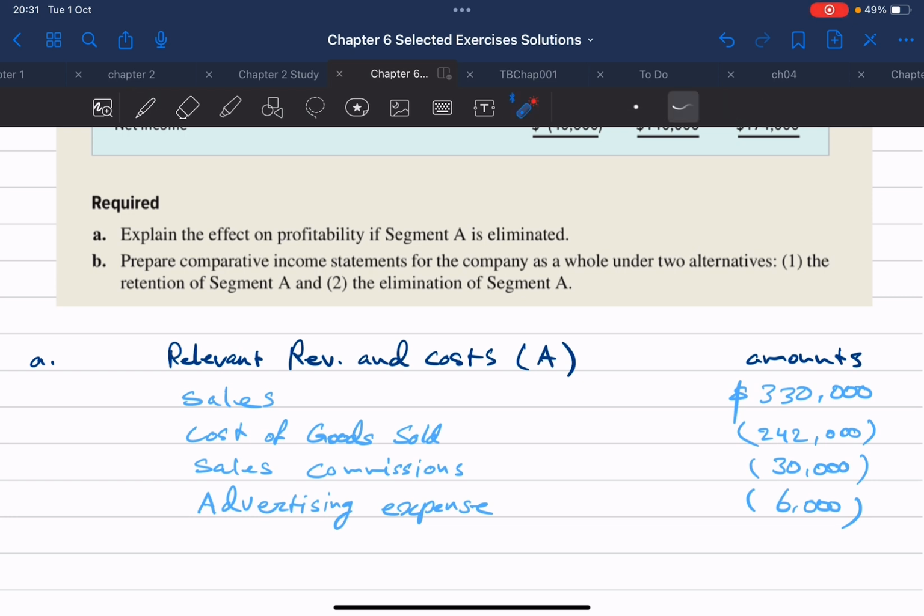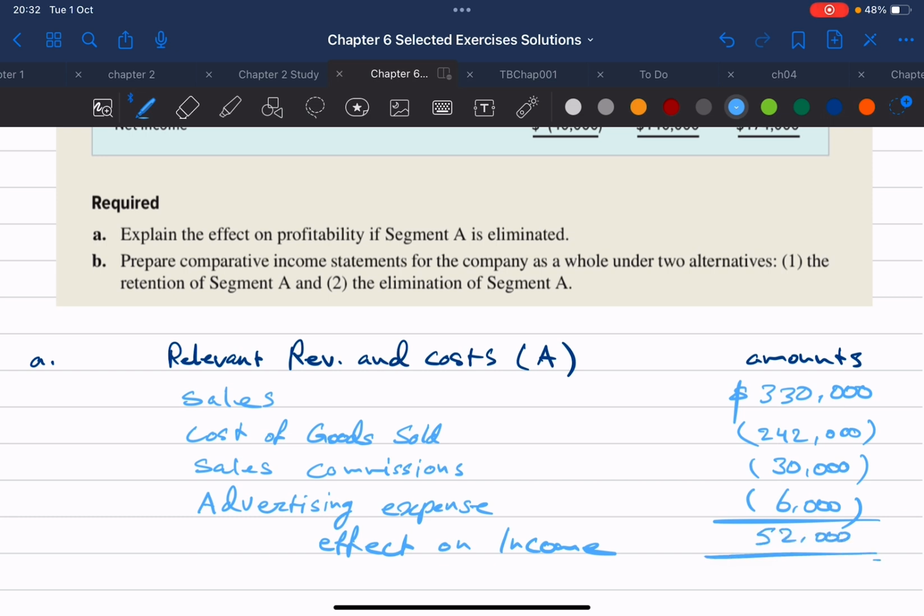Okay, so here you have the relevant revenue, and here you have the relevant avoidable costs, right? We will total that up, and that total is going to give us the effect on income. So let's see. Using our calculators, 330,000 minus 242,000 minus 30,000 minus 6,000. That's $52,000, which means if we decide to eliminate segment A, this is the amount of profit that we're going to sacrifice.